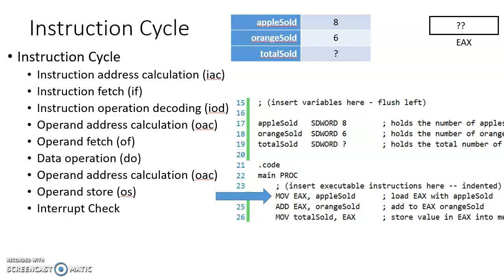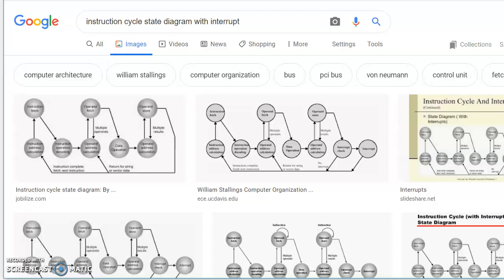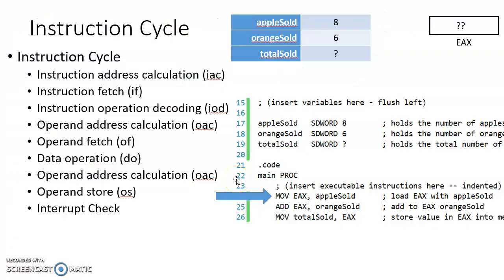I didn't want to put it into this video because I didn't want to violate any copyright. But what the slides and Canvas have is a copy of the picture that's in the book showing the instruction cycle. And just for giggles and grins, I did a Google search real quick, instruction cycle state diagram with interrupt, and other people already violated the copyright by posting it up there, but we are referring to this. Hey, if I Google it, it's legal, right?